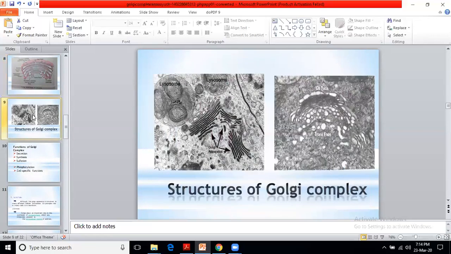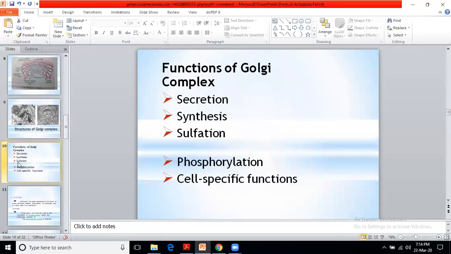So these are also the structure of Golgi complex. We have a microscopic structure. Now we will discuss the functions of Golgi complex. So in the next lecture we will discuss the functions of Golgi complex.